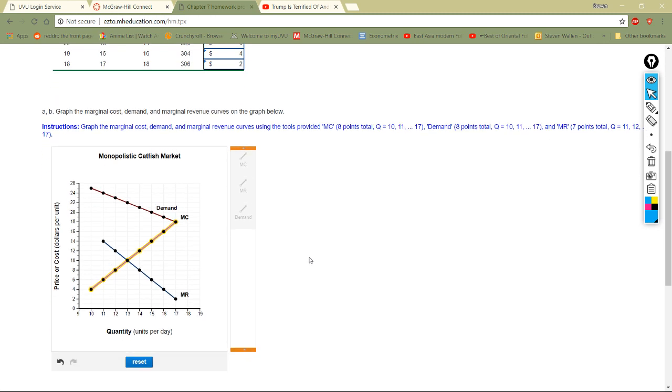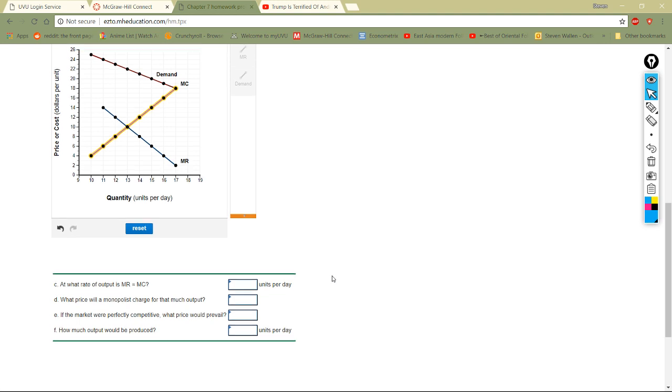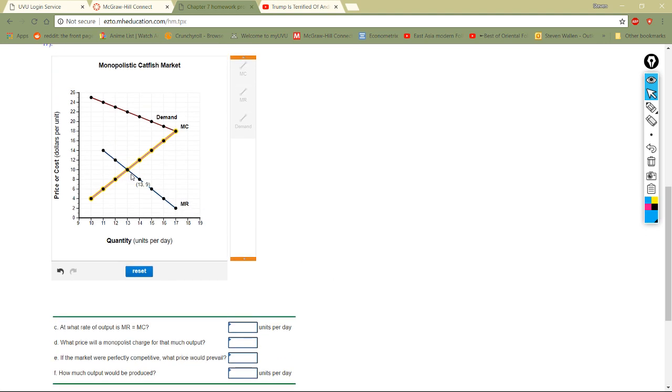Okay, so some things to notice. Remember, here's our demand. What are you going to see with marginal revenue? It's going to be going the same direction, but it's going to be a steeper slope, okay? And you have marginal cost coming across this way. At what rate of output is MR equal MC? Where do they both cross? Right there. They cross at 13.